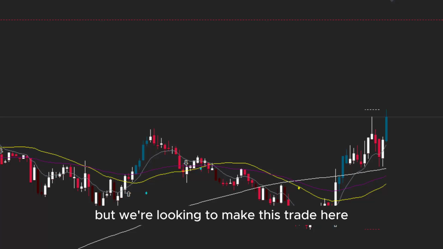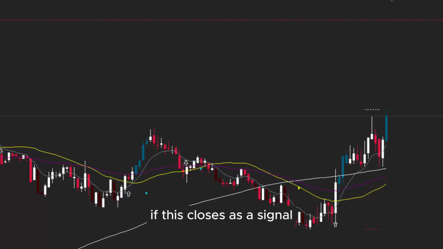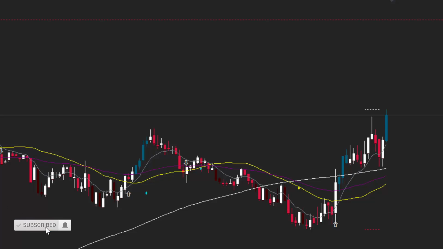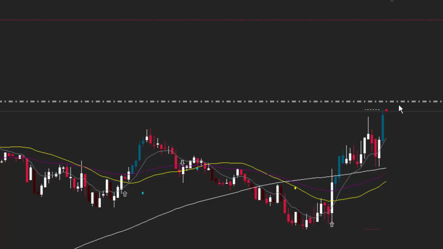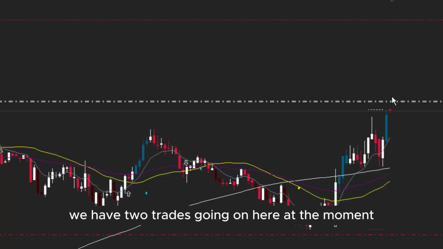We're looking to make this trade here. If this closes as a signal, 98% spent on the candle. We're in. Two trades going on here at the moment.